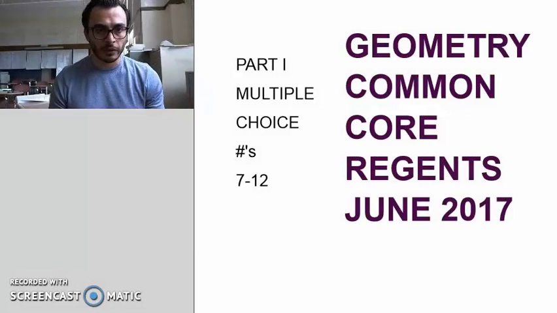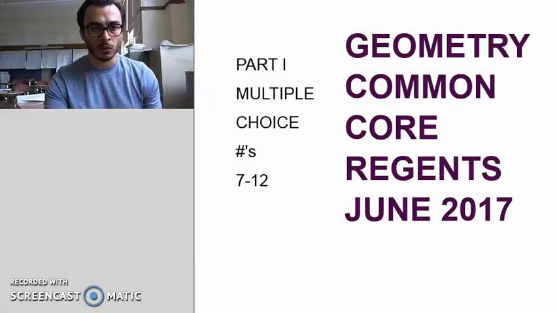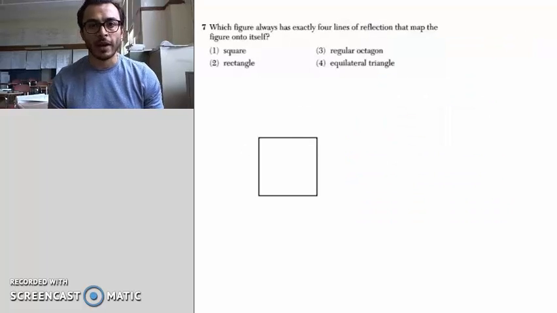All right, number 7 to 12. This is the Geometry Common Core, June 2017 regions. So number 7 says, which figure has exactly 4 lines of reflection that map the figure onto itself?